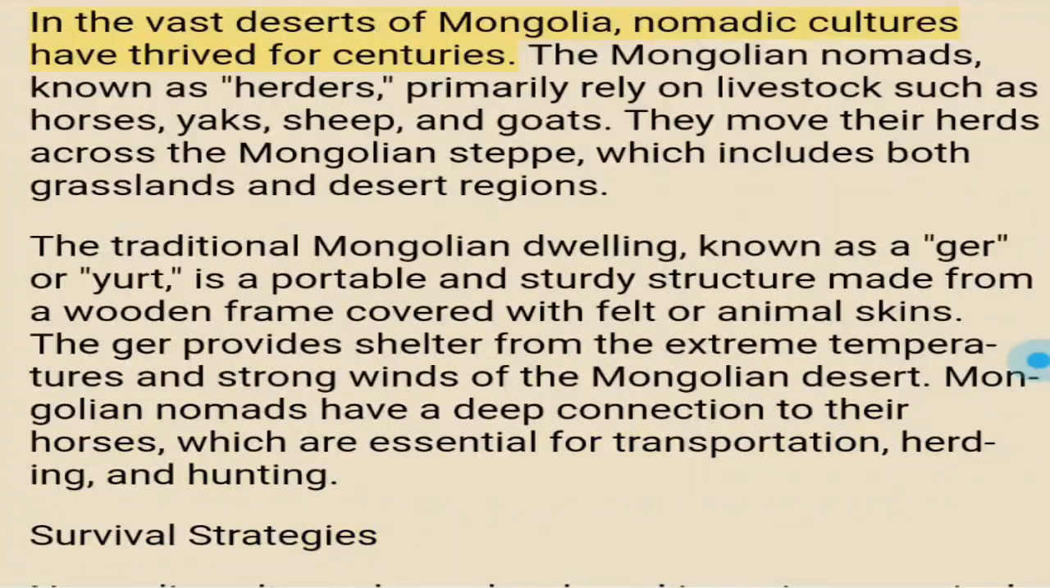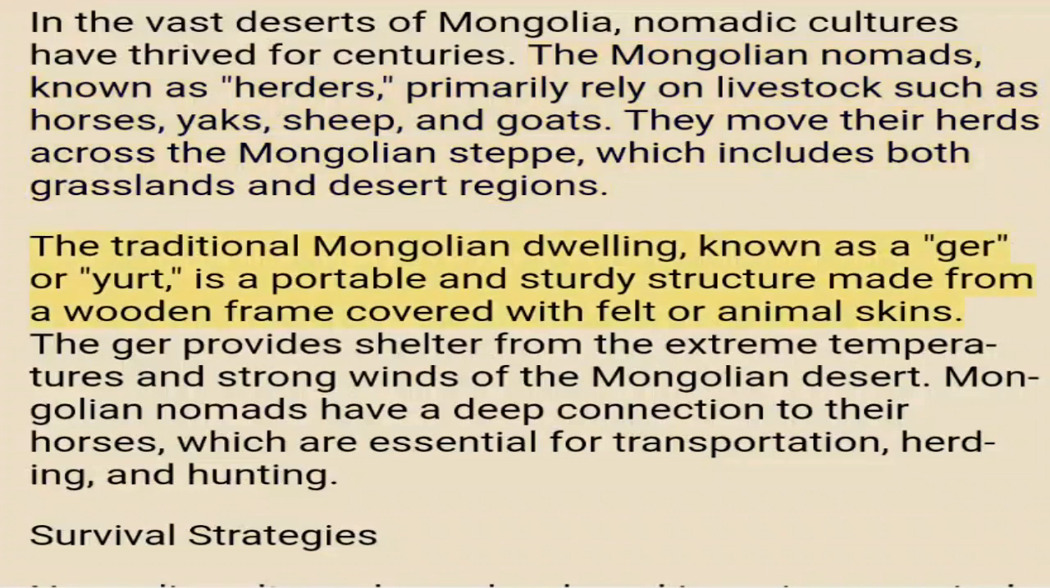Mongolian nomads. In the vast deserts of Mongolia, nomadic cultures have thrived for centuries. The Mongolian nomads, known as herders, primarily rely on livestock such as horses, yaks, sheep, and goats. They move their herds across the Mongolian steppe, which includes both grasslands and desert regions.